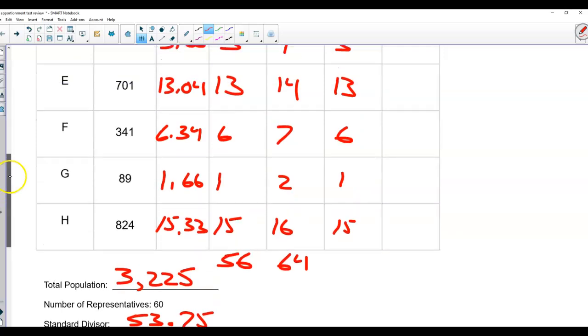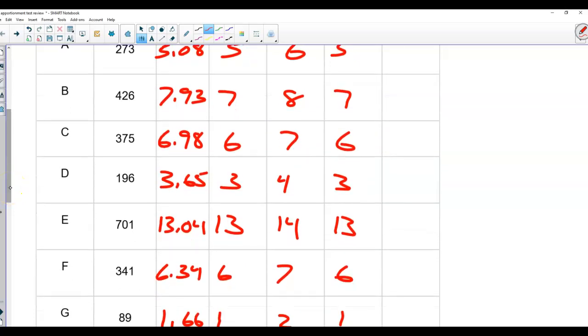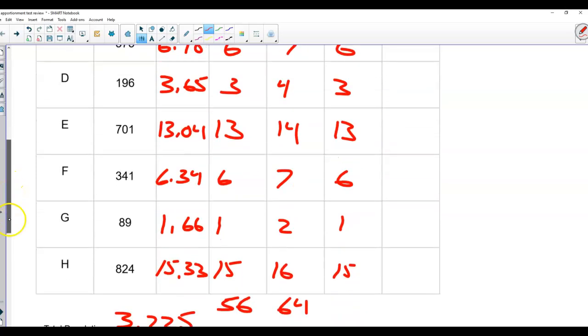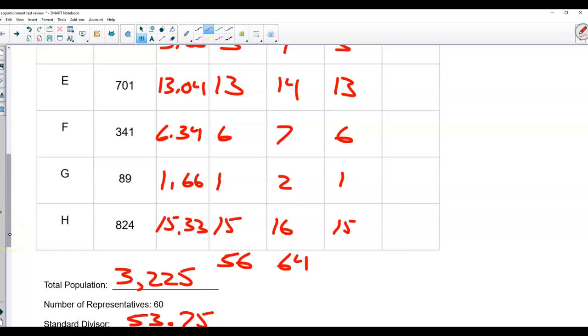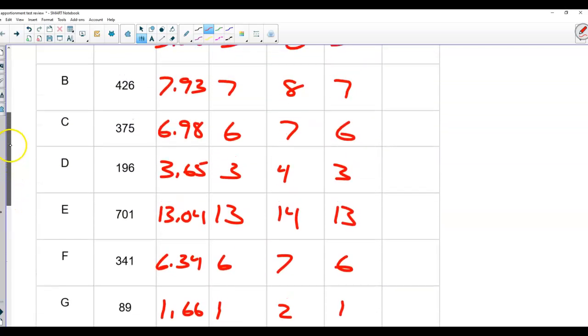If you add up the lower quota, 5 and 7 is 12, and 6 is 18, and 3 is 21, 21 and 13 is 34, 34 and 6 is 40, 40 and 1 is 41, 41 and 15 is 56. There's a 4 rep difference between the lower quota and the amount of reps. So I've got to give 4 reps away.